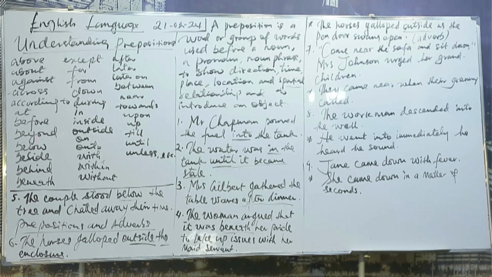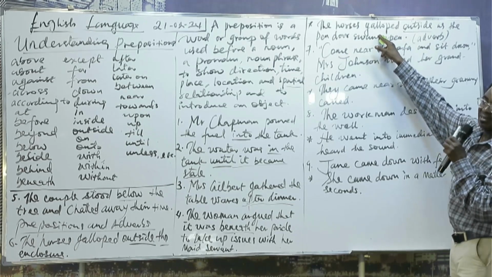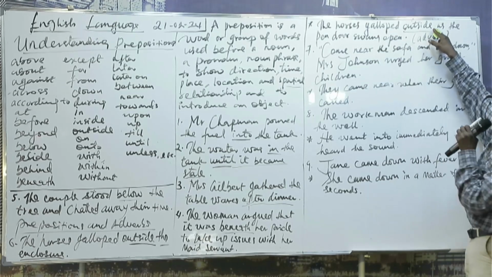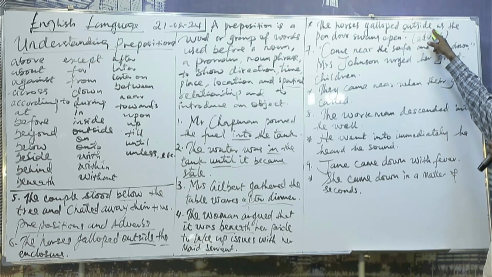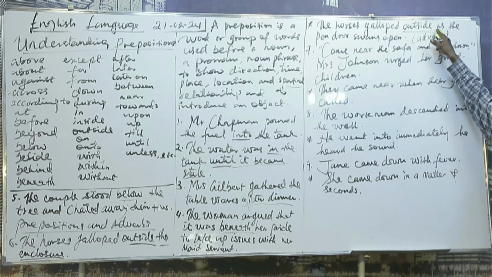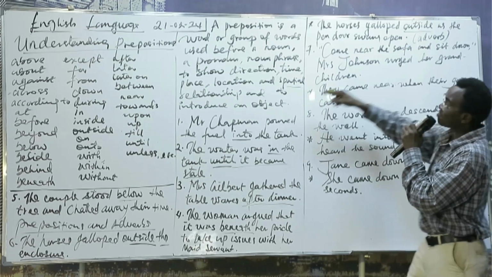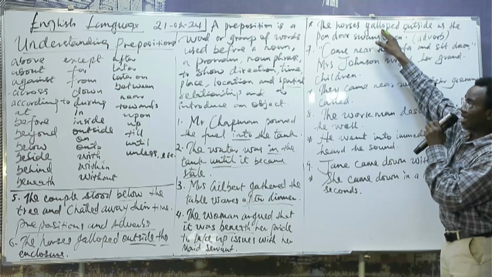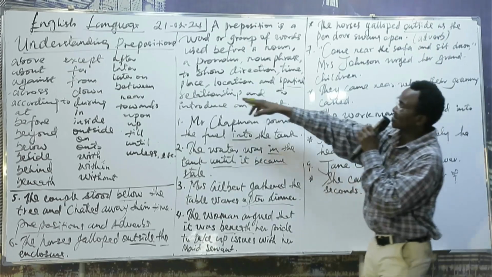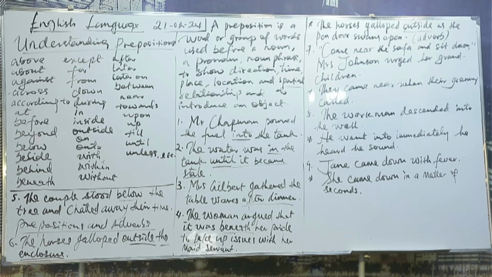As the door swung open. Now, the verb is galloped. If we ask again, galloped where? We will say outside. Are we following? Or galloped in which direction? We will say outside. Now it will depend on the context in which it is used. This can be an adverb of direction, modifying the verb galloped, or an adverb of place, modifying the verb galloped, indicating exactly where the horses galloped. So it is an adverb here, modifying the verb galloped.